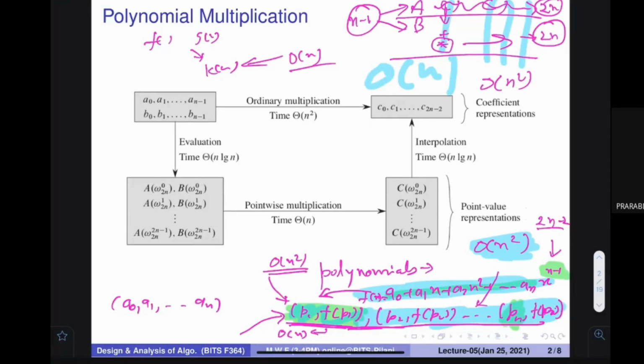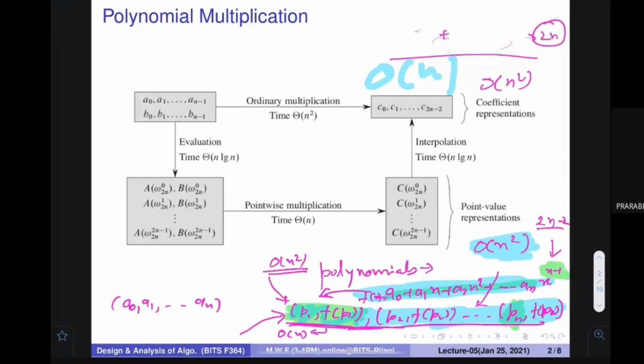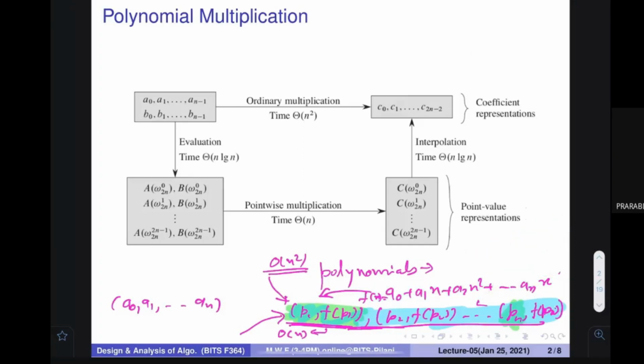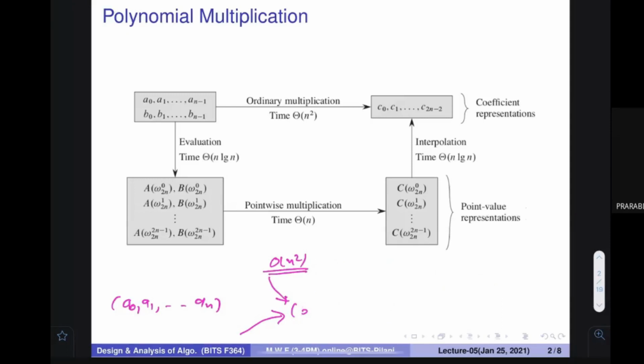This particular diagram is very important. It is a block diagram that actually talks about something. So let me quickly tell you what this diagram says. It says that let's assume that you have two polynomials, a0, a1, ..., a n minus 1, and b0, b1, ..., b n minus 1.